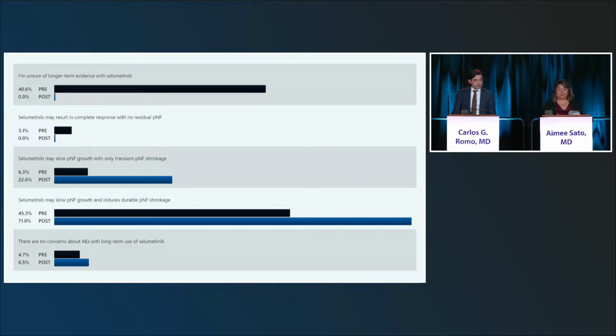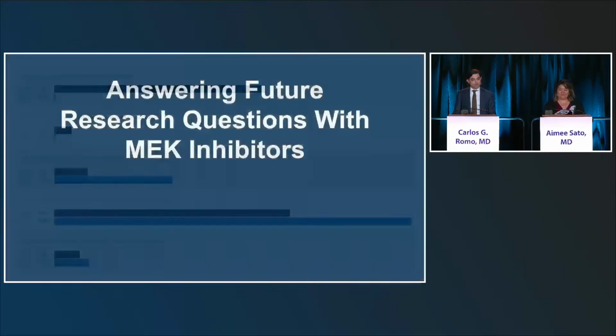And there were no concerns with AEs. There are no new signals of concern, but that doesn't mean that you shouldn't be concerned about side effects if the patient has been on long-term treatment. Okay, thank you.